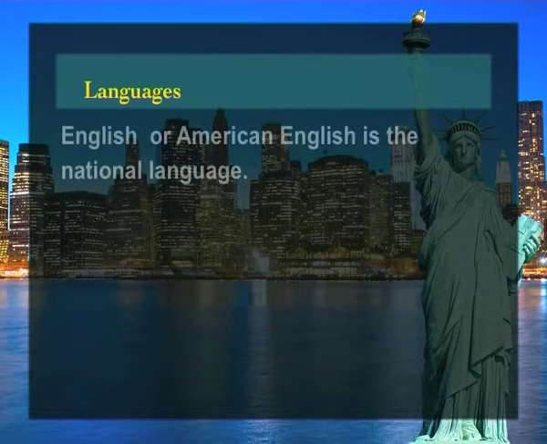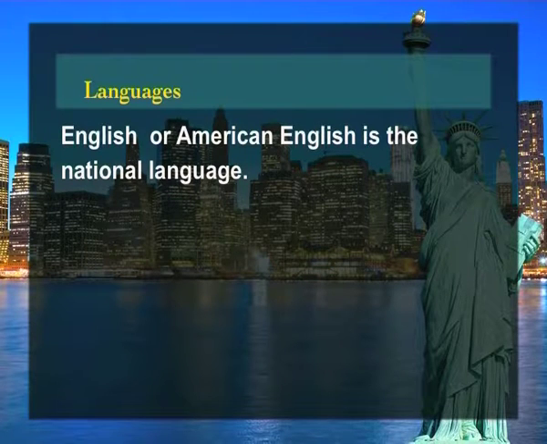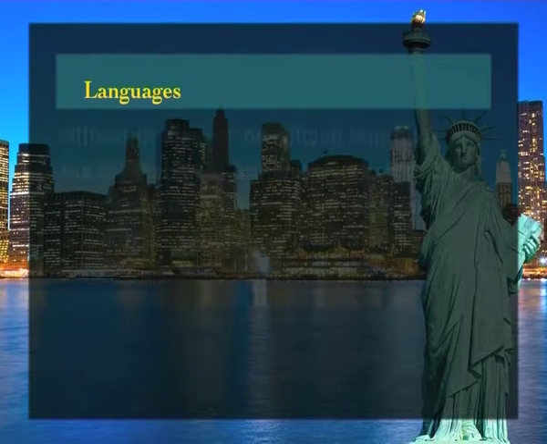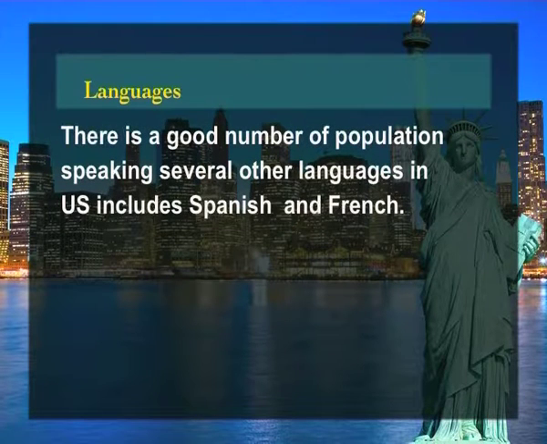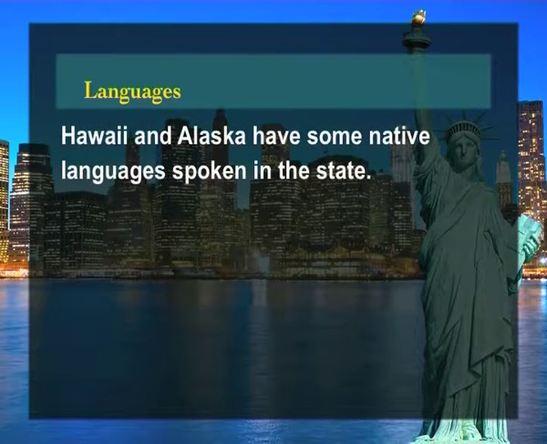Languages. English or American English is the national language. Although there is no official language at the federal level, some laws such as US naturalization requirements announce English as the official language as well. There is a good number of the population speaking several other languages in the US, which include Spanish and French. Hawaii and Alaska have some native languages spoken in the state.